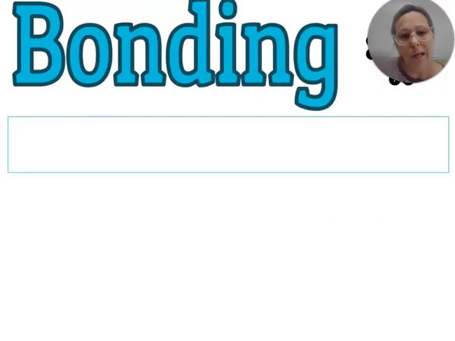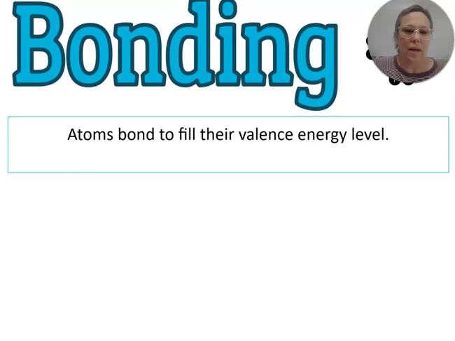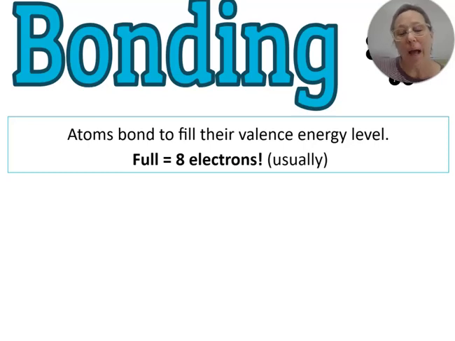That's it. One other thing we're going to be looking at is bonding. Remember that atoms bond to fill their valence energy level. Usually, however many valence electrons you start with, after you bond with other atoms, you're going to have a full valence energy level, and usually that means 8. There's going to be some exceptions to that, which you'll see in some of the examples that we're doing in a second.